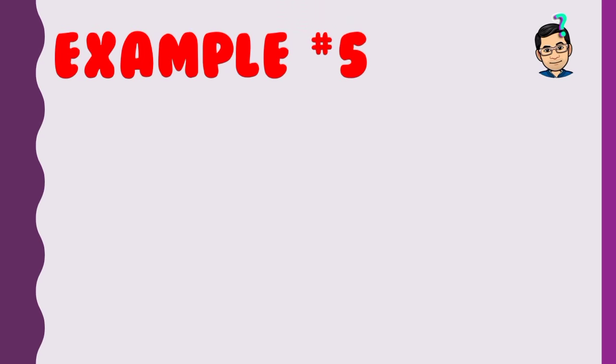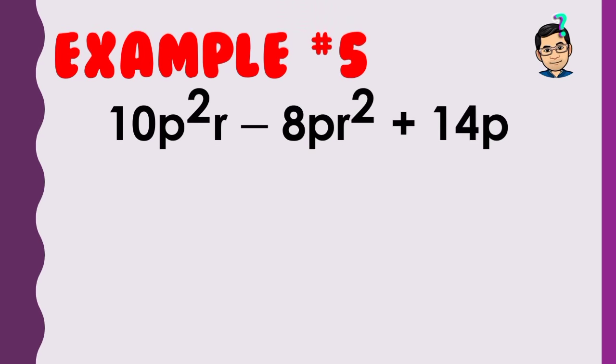Now, example number 5. So, trinomial na siya. When we say trinomial na, yung given natin, a polynomial with 3 terms: 10p squared r minus 8pr squared plus 14p. So, ano ang GCF ng 10, 8, and 14? So, ang GCF nila is 2.